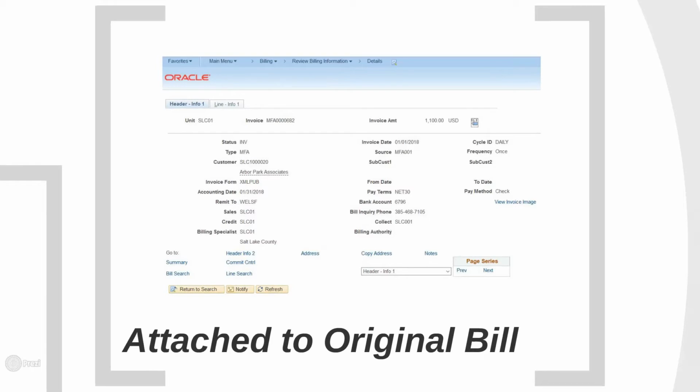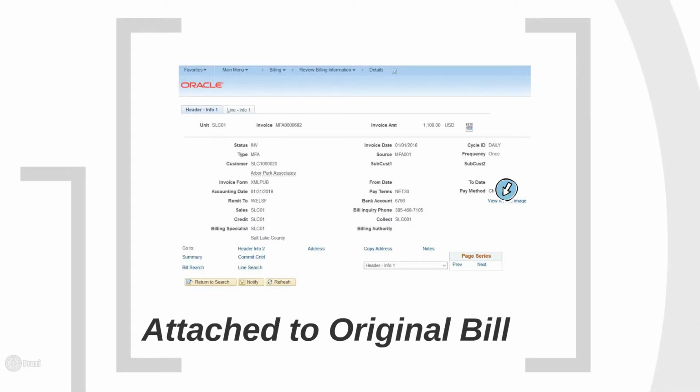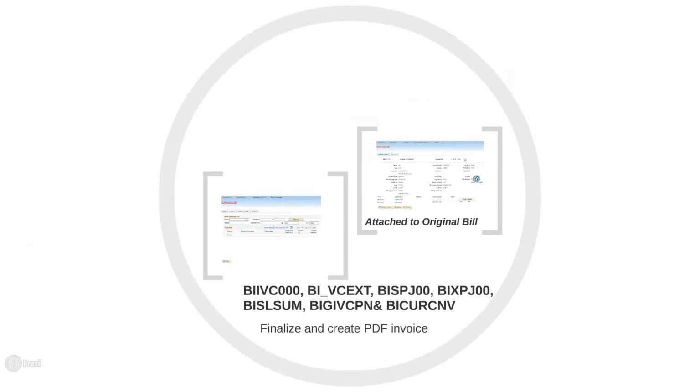The second thing it does is it attaches the invoice to the original bill in the system. So you notice here there's the view invoice image link that will appear once this part of the process is finished. So you can download the PDF invoice from either one of these locations.